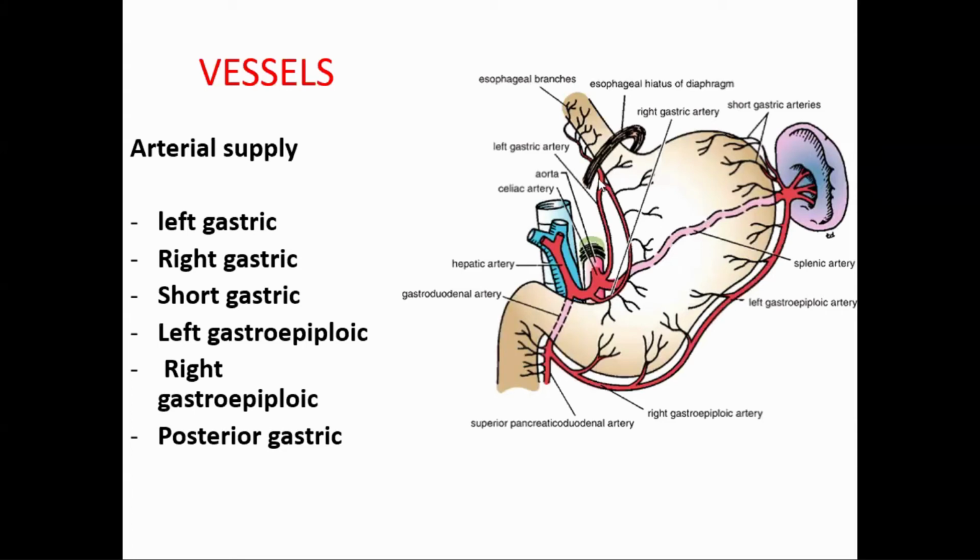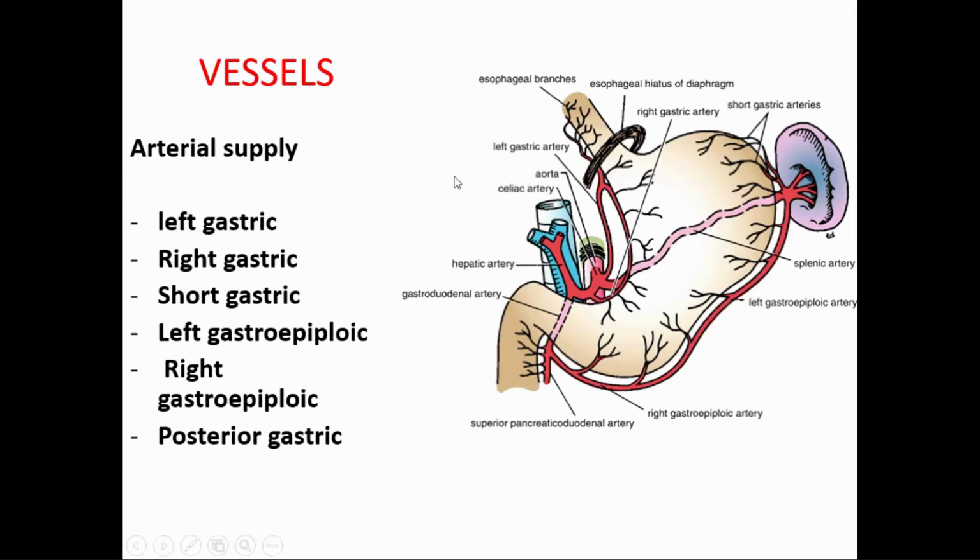Left gastric artery, it is a branch of the celiac trunk. Left gastroepiploic artery, branch of the splenic artery. Right gastroepiploic artery, branch of the gastroduodenal artery, and the right gastric artery, branch of the hepatic artery. So close to the lesser curvature are the right and the left gastric artery, and the left gastric artery is the principal artery of the stomach. Which one is the principal artery of the stomach? Left gastric artery, and it is a branch from the celiac trunk.